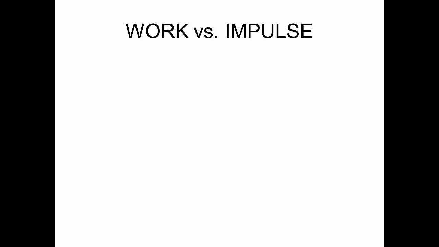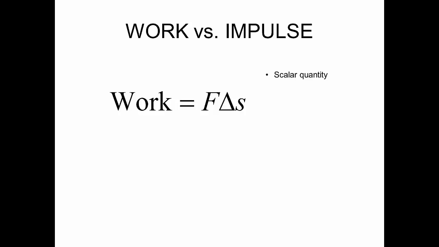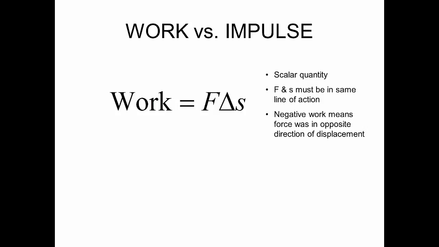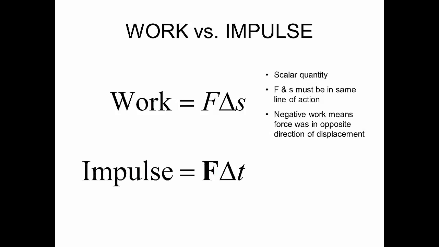For work versus impulse, work was defined as a force times a change in position. Again, this is a scalar quantity. The force and the change in position have to be in the same line of action. And negative work means that the force is in opposite direction of the displacement. An impulse, on the other hand, is a force vector times a change in time. Again, it's a vector quantity. The impulse vector is in the same direction as the force vector.